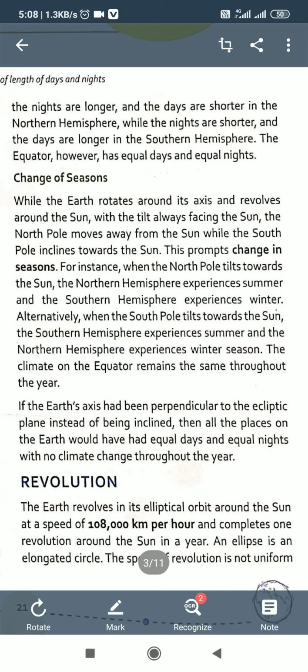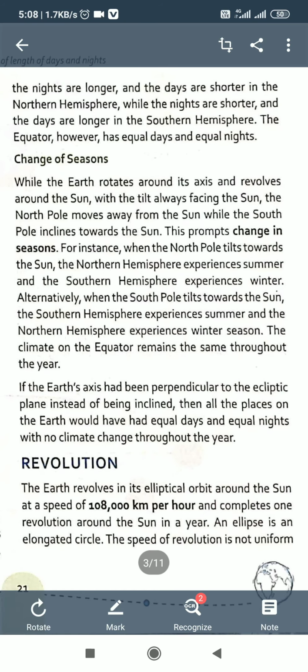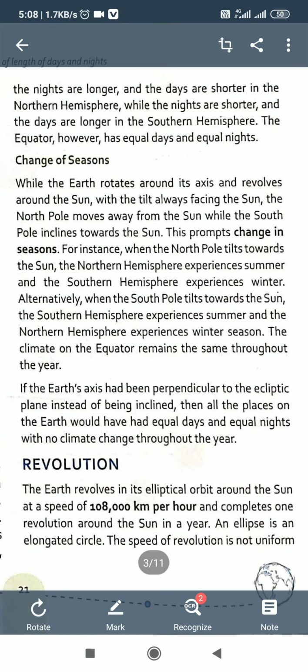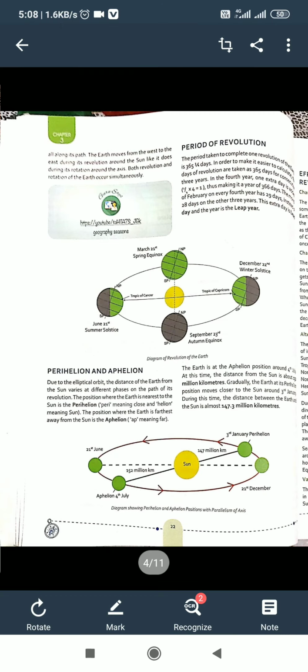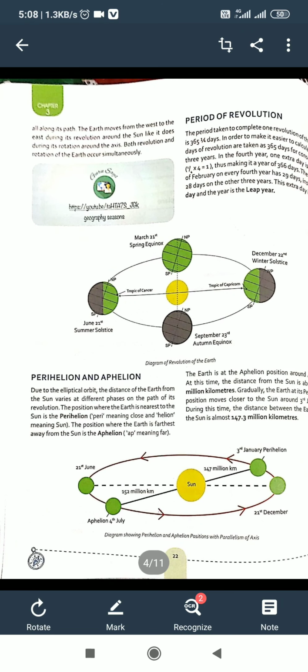Earth revolves in its elliptical orbit around the sun at a speed of 1,08,000 km per hour and completes one revolution around the sun in a year. An ellipse is an elongated circle. The speed of revolution is not uniform. It changes.